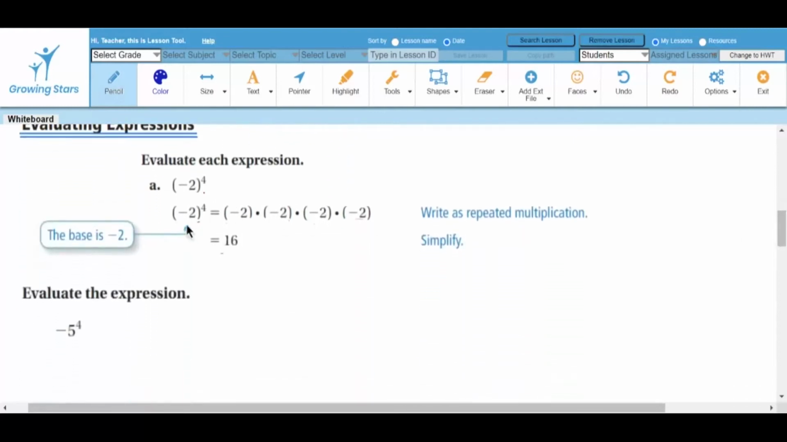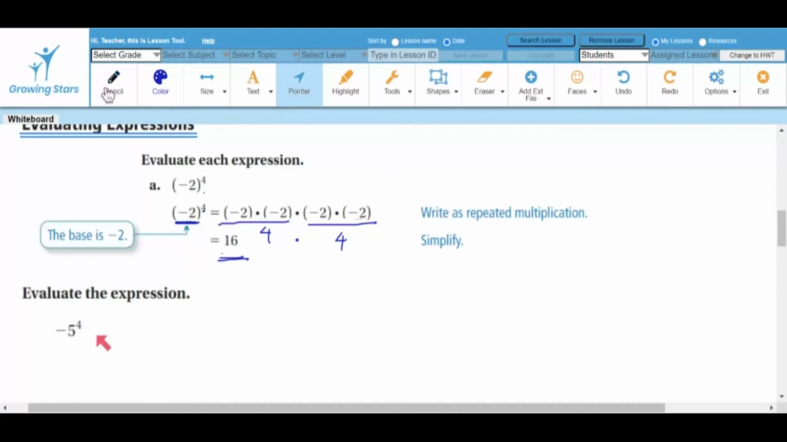Now let us see how to evaluate expressions. In this you can see that -2 is a base which is raised to an exponent which is 4. So repeatedly multiply -2 4 times. So -2 times -2 is 4 and -2 times -2 is another 4, and 4 times 4 will give you 16.